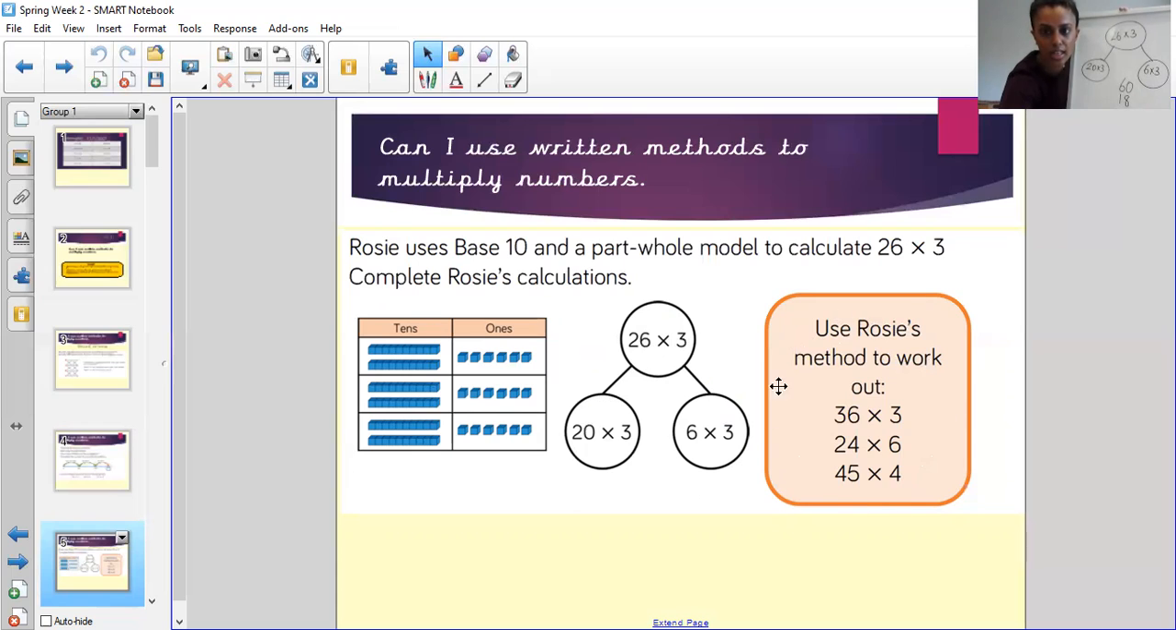Have a go at working out Rosie's method. 36 times 3, 24 times 6, and 45 times 4. Remember, you can post these onto Tapesty and I will mark them for you.